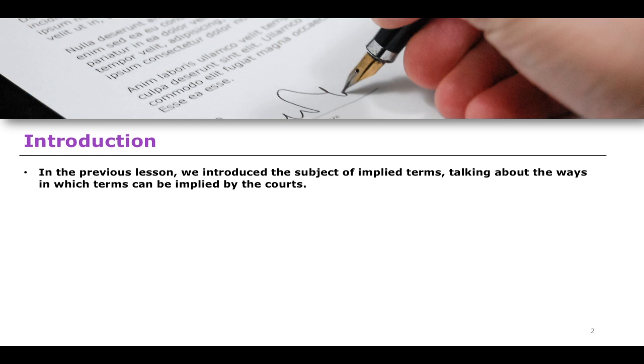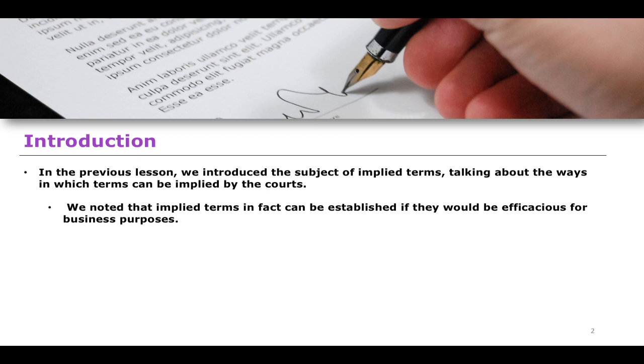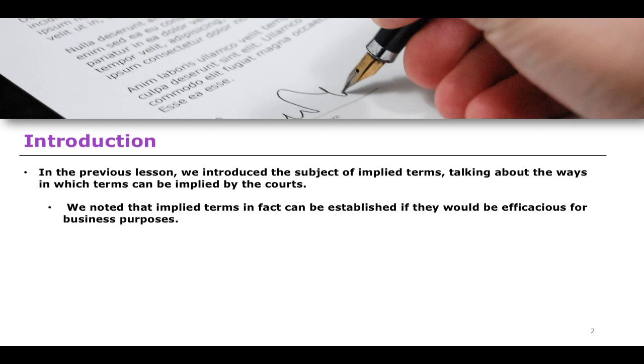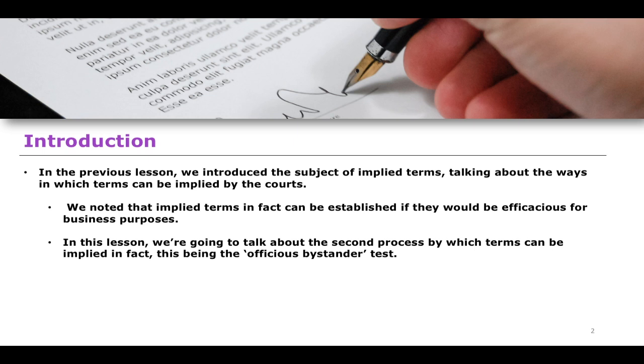And then, when talking about the first of these prongs, implying terms by court can either be done through implication by fact, or implication through law. One of the things that we noted is that implied terms in fact can be established if they would be efficacious for business purposes. We talked about the case of the Moorcock, in which the defendants were the owners of a jetty, and the claimants were the owners of a ship that was unloading at the jetty. It was argued that there was an implied term that the defendants take reasonable care in ensuring that there would not be damage done to the ship itself. And it was seen that this would be efficacious for business purposes rather than just be desirable. It struck at the heart of the contract itself.